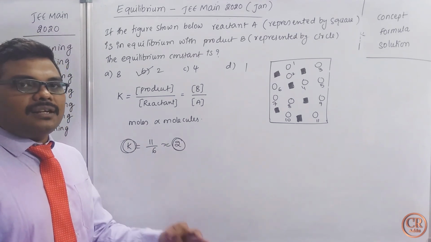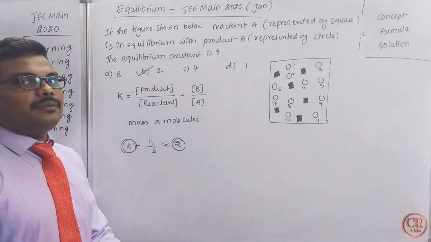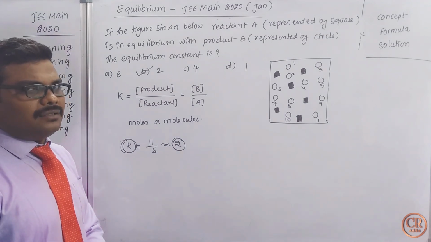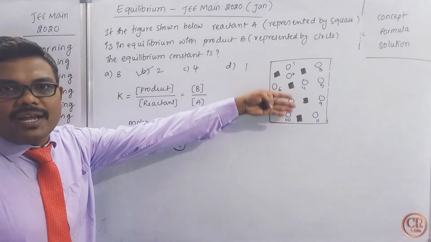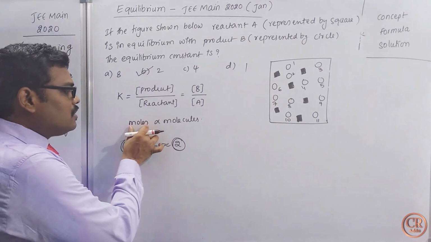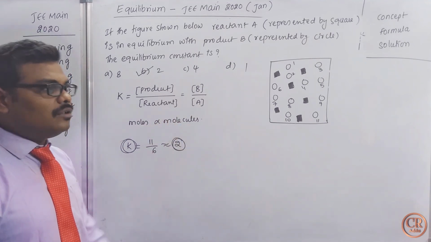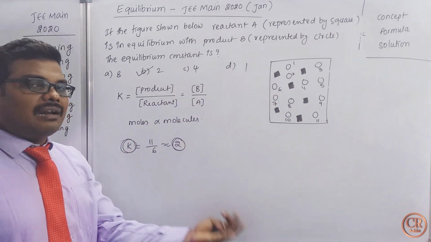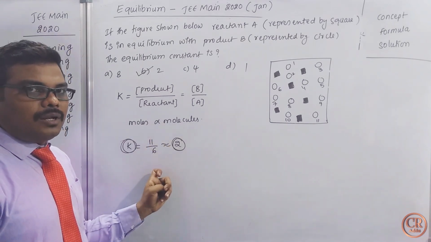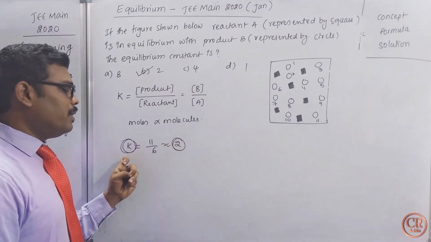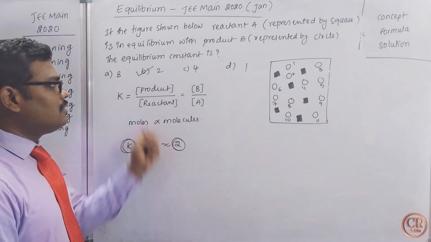So in this question we just have to count the total number of circles and squares. Circles represent the concentration of the product because concentration depends on the number of moles, as the volume is the same for both reactants and products. Moles are directly proportional to molecules. So if you count the total number of molecules, that reflects the moles. So the number of molecules of product by the number of molecules of reactant gives the equilibrium constant. So the correct answer is B.